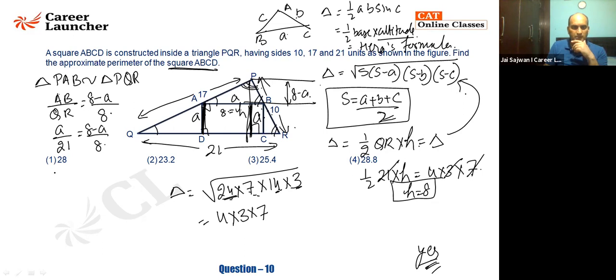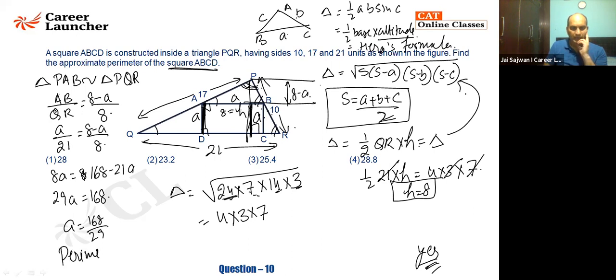I will cross multiply this. I'll say 8a is equal to 168 minus 21a. This 21a goes there. 29a is equal to 168. And what is the approximate perimeter of the square? So you know the side is equal to 168 by 29. When it comes to the perimeter, my dear, perimeter is nothing but 4a. Fine. So it is 4 into 168 by 29. Fine. So you can divide 168 by 29.